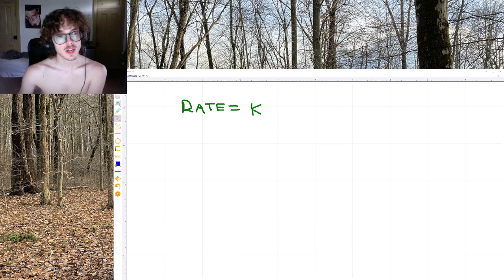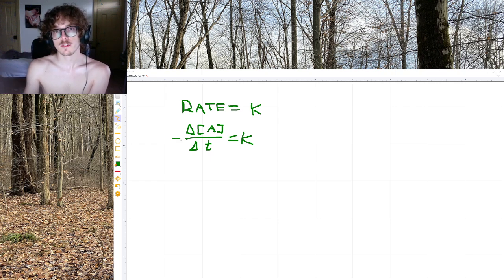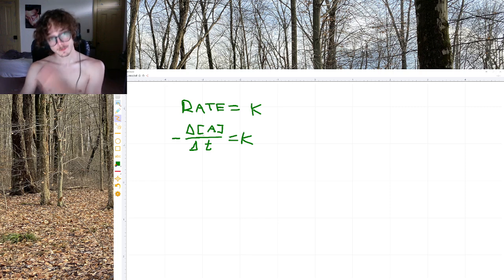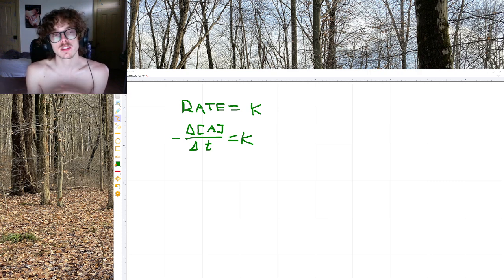So when rate is equal to K, a 0th order reaction, we can write this as delta A over delta T equals K. Now what this is saying is it's the same thing, and we're going to have negative, because if this is reactants that we're talking about, reactants being consumed, the rate is negative, right? Because you're losing stuff, so you're subtracting it, negative rate. Hopefully that makes sense. So basically, we can rewrite the rate of a reaction where we're losing reactants as negative.